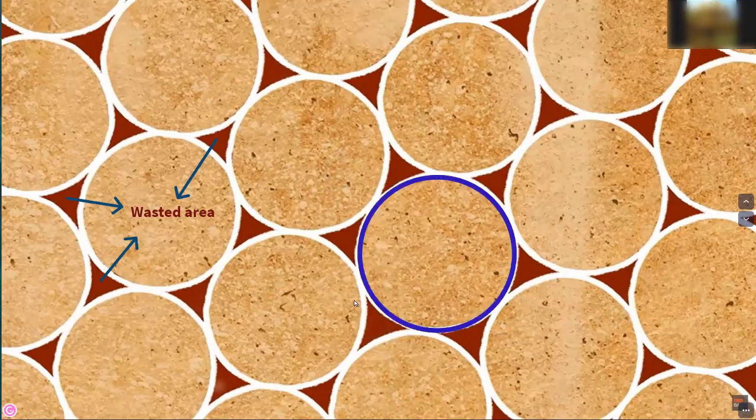And the third thing is structure, the strength. Just imagine you have a circular shape.